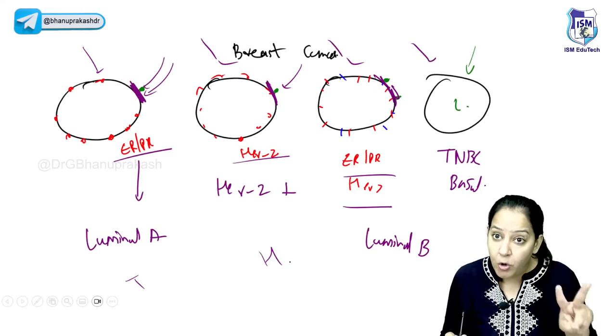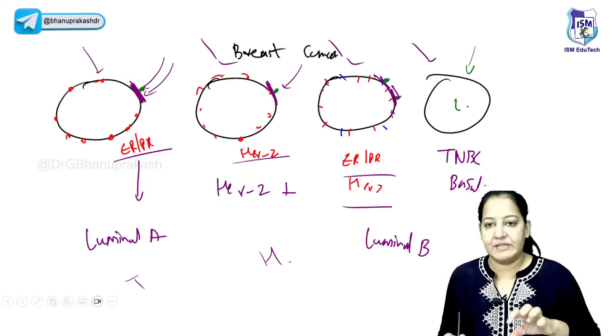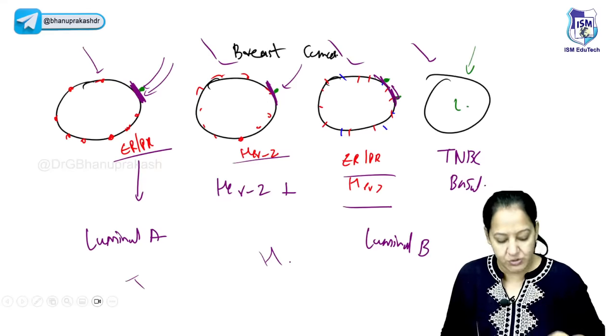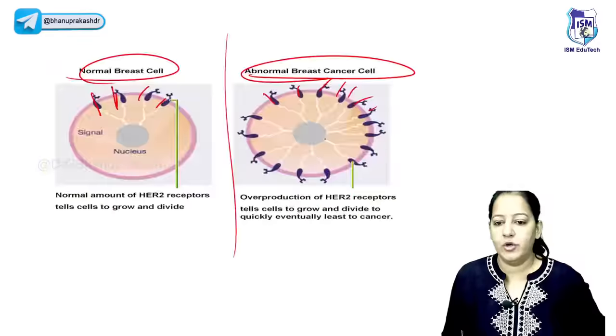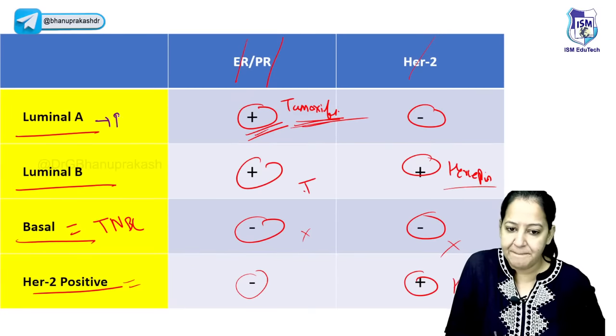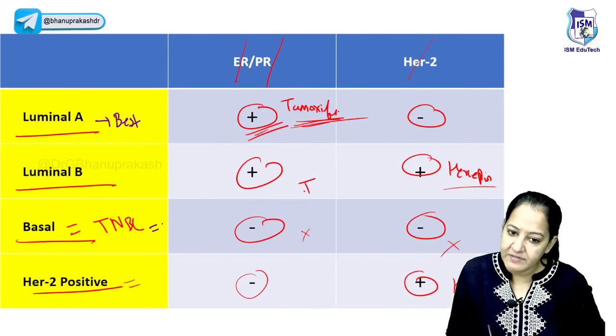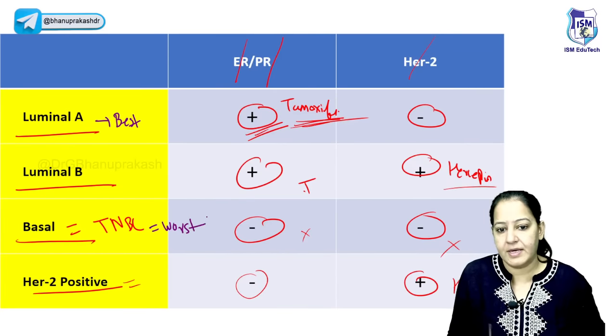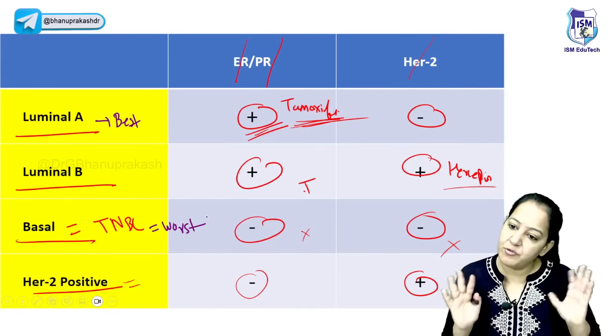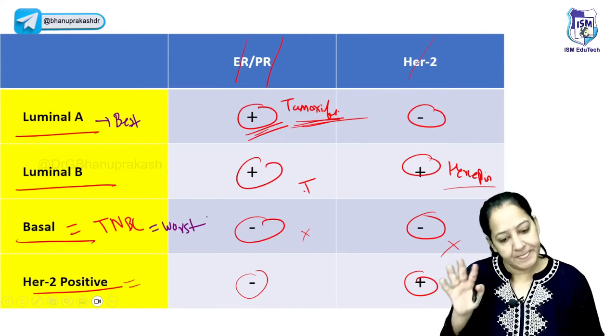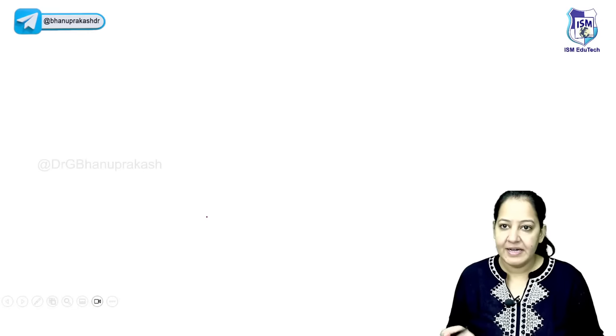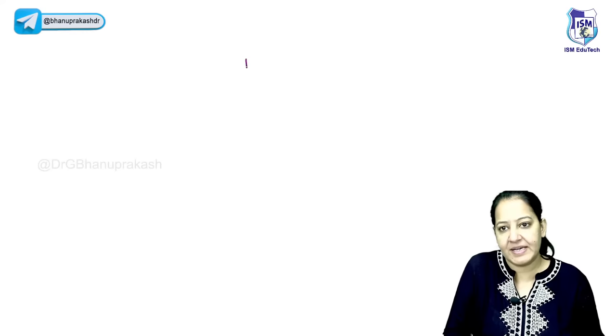So treatment and prognosis depend on the molecular classification. What about the prognosis? Which is the best one? Luminal A is the best one. I told you, luminal A. This is the best prognosis. And the triple negative has the worst prognosis. Please learn, prognosis wise also, treatment wise also, you require this classification. So how many of you got it? Tell me the molecular classification of the breast cancer.